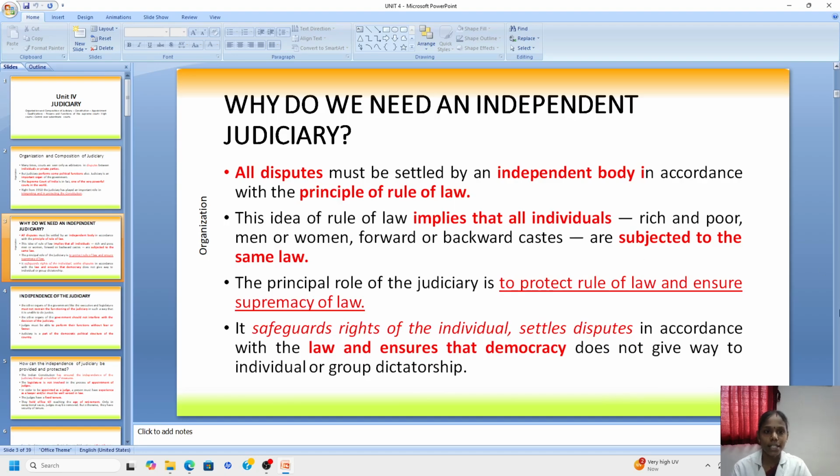Why do we need an independent judiciary? All disputes must be settled by an independent body in accordance with the principle of rule of law. This idea of rule of law implies that all individuals, rich and poor, men or women, forward or backward caste, are subjected to the same law. The principal role of the judiciary is to protect rule of law and ensure supremacy of law. It safeguards rights of the individual, settles disputes in accordance with the law, and ensures that democracy does not give way to individual or group dictatorship.